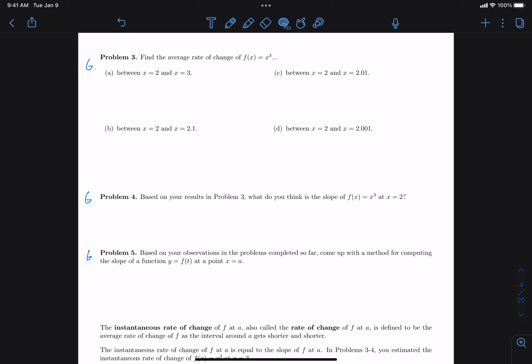This line. You see what the pattern is here? If you're trying to ultimately know what is the slope of this line, we take the slope on these average rates of change over smaller and smaller intervals, and we look for a pattern in the numbers, and there is a pattern. It goes 19, 12.61, 12.06, 12.006. Each time we make the interval smaller, this number is getting closer and closer to 12.